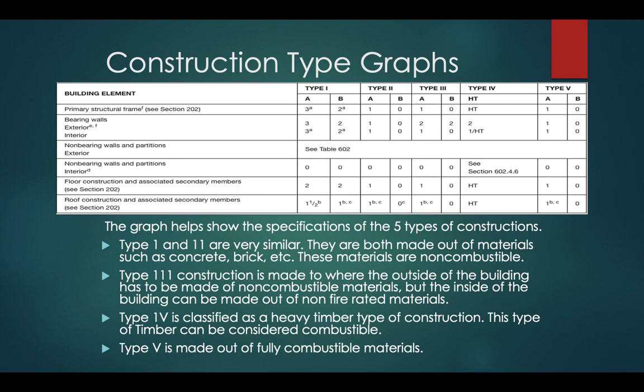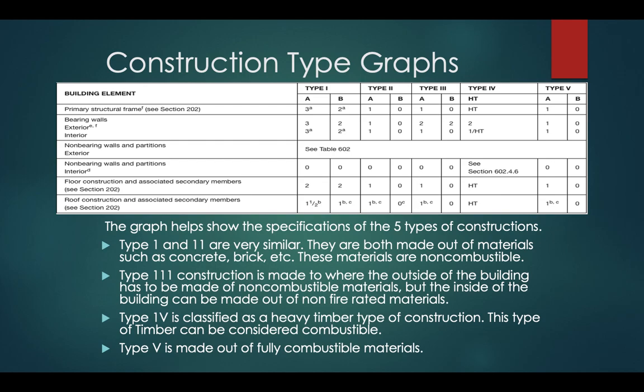construction types. And then, so type 1 and 2 are very similar. They're both made out of materials such as concrete, brick, etc. These materials are non-combustible. So type 3 construction is made to where the outside of the building has to be made of non-combustible materials, but the inside of the building can be made out of non-fire rated materials. Type 4 is classified as a heavy timber type of construction. This type of timber can be considered combustible. Type 5 is made out of fully combustible material.